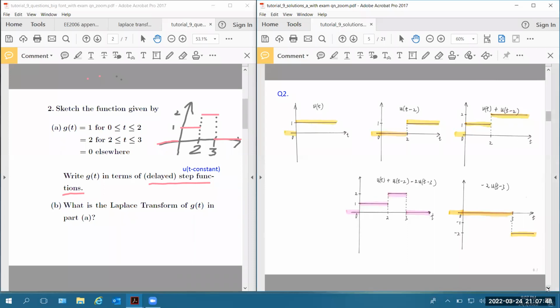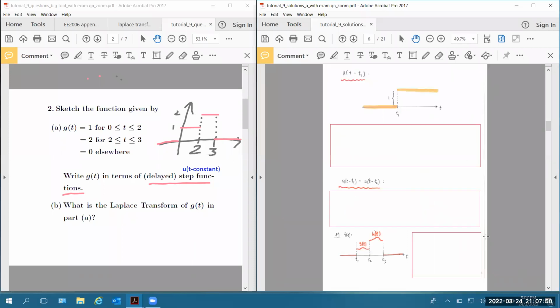Okay, let me show you another method. What we did just now is method 1, through observation. The other method is not really observation. It's actually a more general method. So let's see what this general method is. First of all, we look at the graph of u(t-t1). t1 is a constant. So we know that after t1, the value is 1, and before t1, the value is 0.